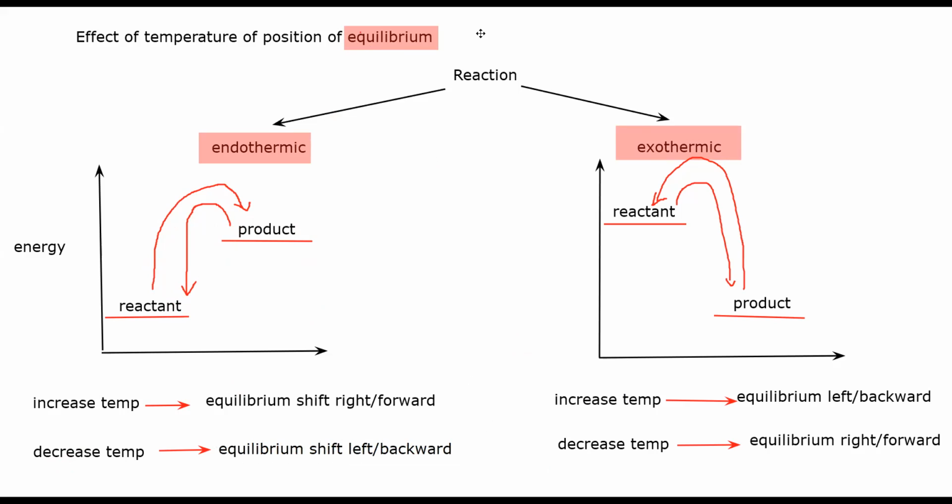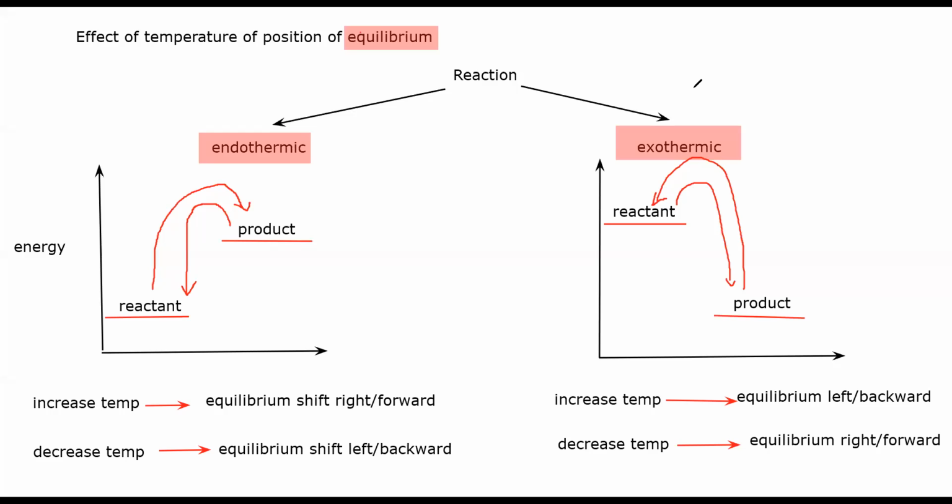And the opposite will happen for exothermic reactions. Reactants have more energy, product has less energy. So if I increase the temperature, product absorbs most of the energy and it will form the reactant. If I decrease temperature, reactant loses most of its energy and forms back the product. Copy this part. Any doubt in this?